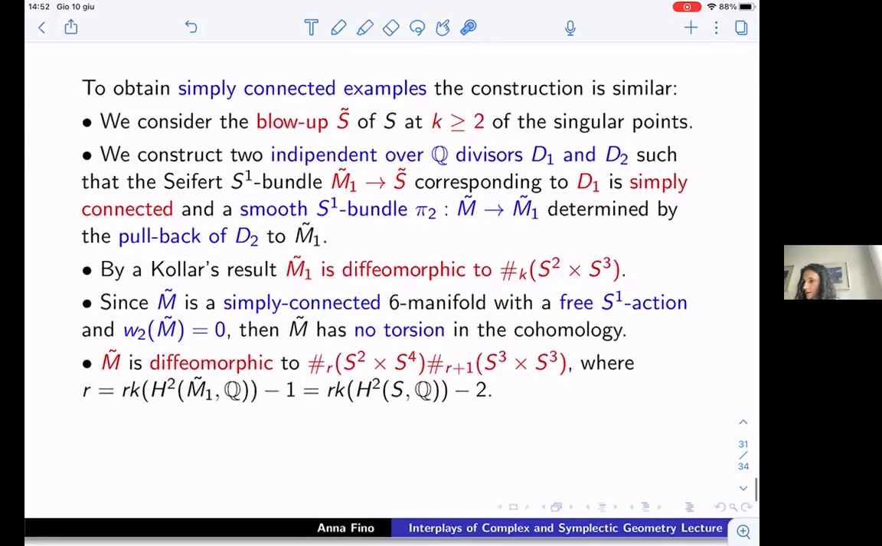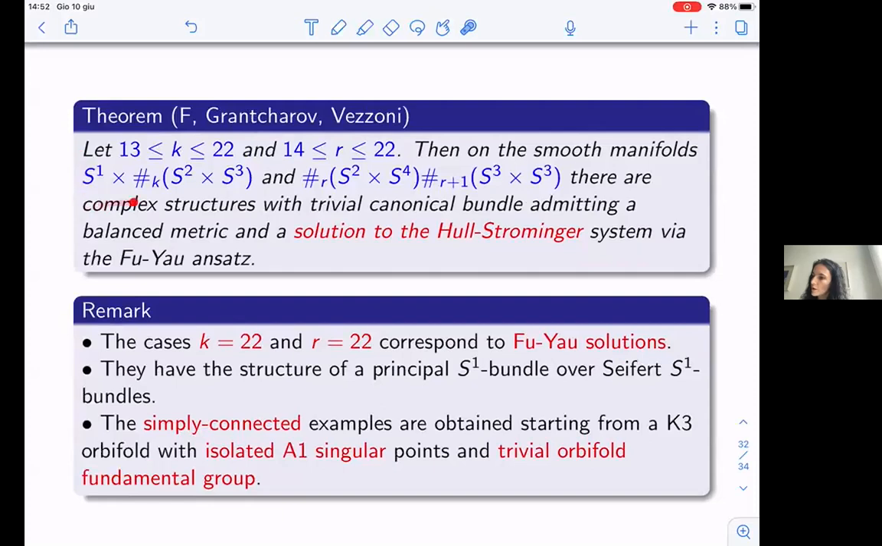So I finish with the theorem. What we show is that the product of S1 times the connected sum of K copies of S2 times S3, with K between 13 and 22, which depends on B2, as I said before, and this connected sum, you may be more interested in this K because it is simply connected, admits solutions to the Hull-Strominger system, essentially using a generalization of the Fu-Yau construction. And for the biggest K, the biggest R, you get exactly the Fu-Yau solution. And you can see, as I already said before, that from the geometrical point of view, you have a principal S1 bundle, a smooth Seifert S1 bundle. I think I finish here.